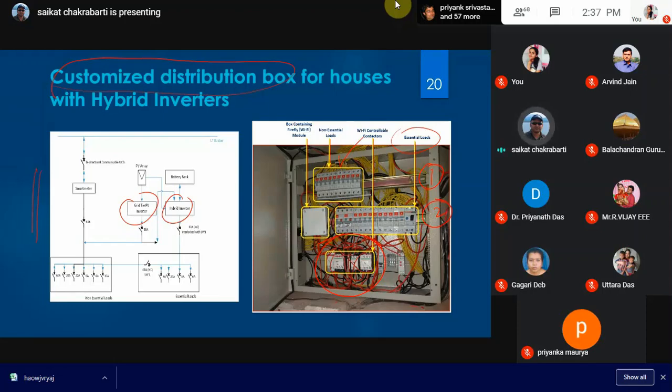Having said this, this is the segment where we encountered most of the challenges. The technology is not yet mature, at least in India, or it was not mature at least at that point of time.